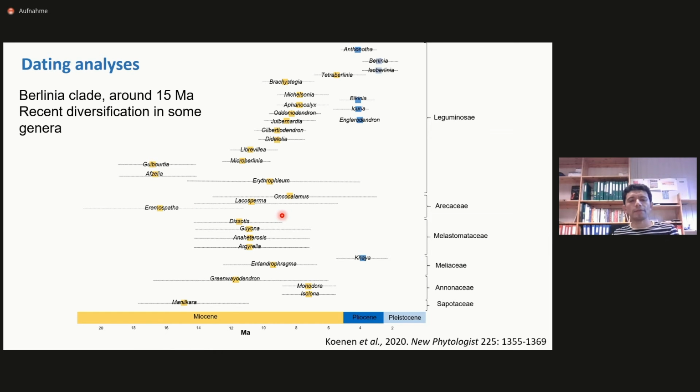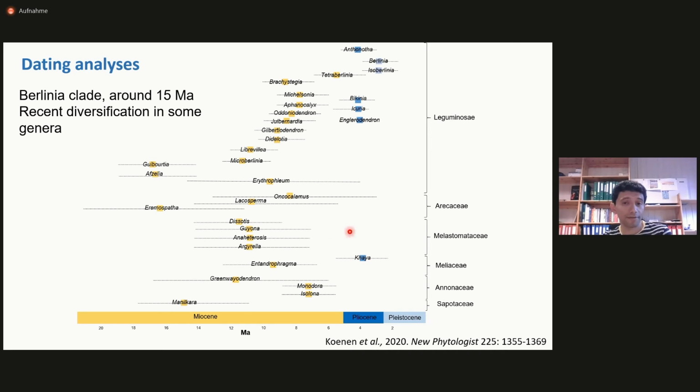And having this framework, you can also put the age of fossils in the analysis, and then you can estimate this branching of the tree associated with an age. And by doing that, we know that the clade per se originated more or less around 15 million years ago, so in the Miocene. And what we see, the diversity that we see now at the genus level in this group mainly originated during that time. So it's very ancient lineages that are present now in the area.